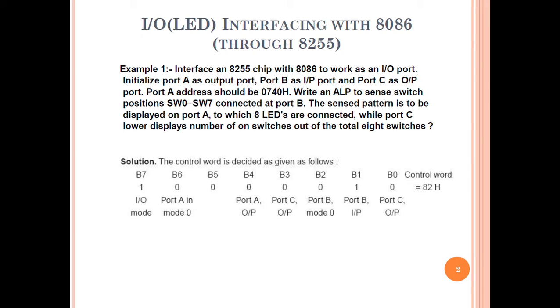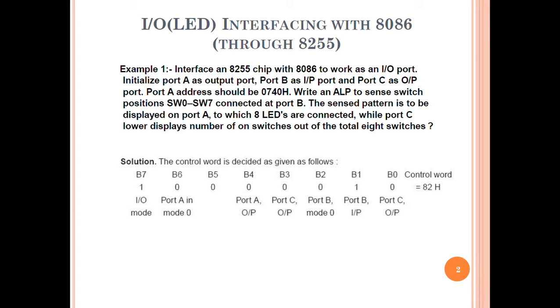If it is on, then 1. If it is off, then 0. That sensed pattern is to be displayed on port A, to which 8 LEDs are connected. So whatever switch is on, that is, whatever switch has 1 as the bit, then that 1 or high voltage has to be connected to the LED, so that the respective LED for that respective switch can be on.